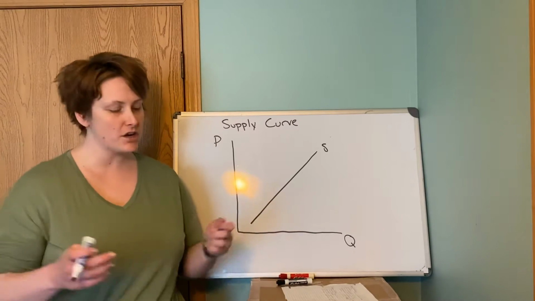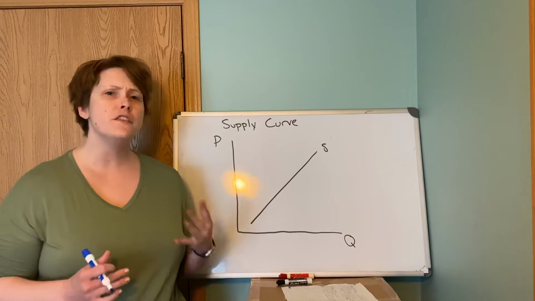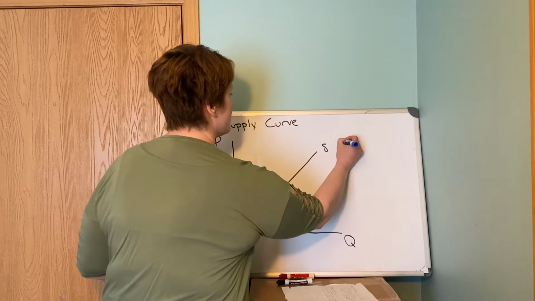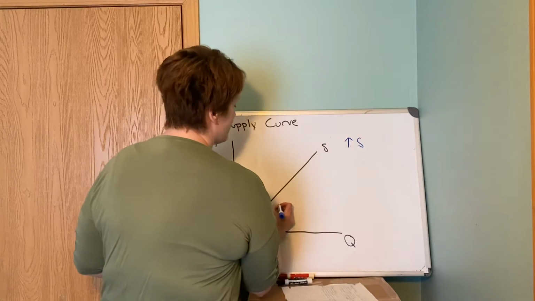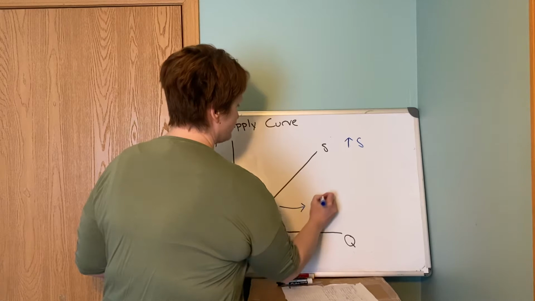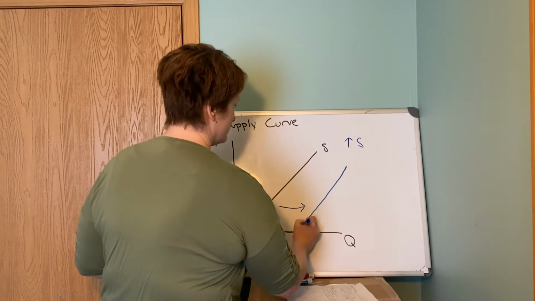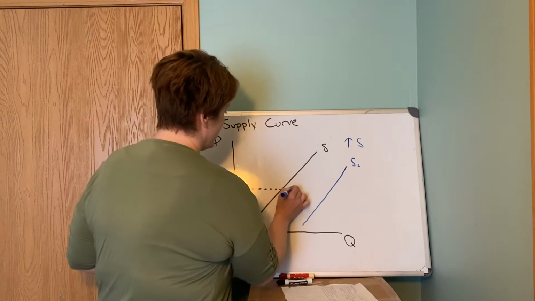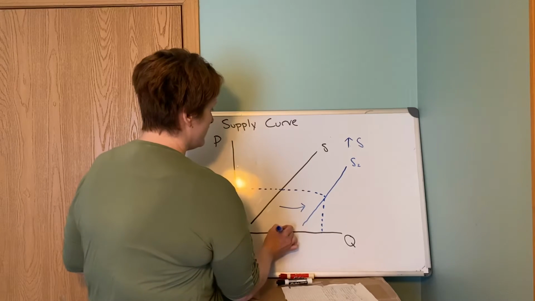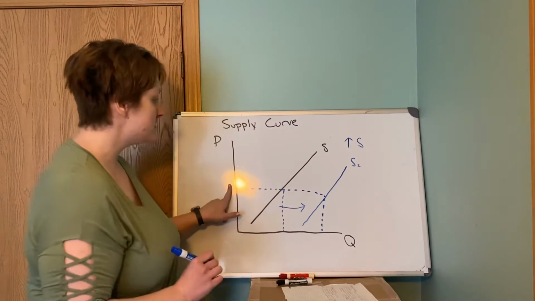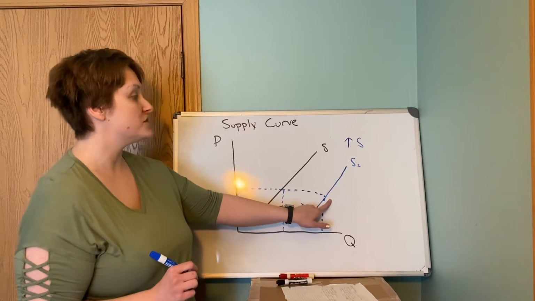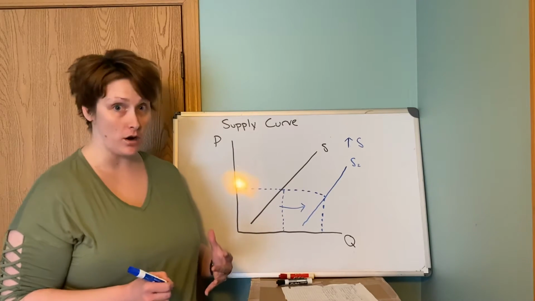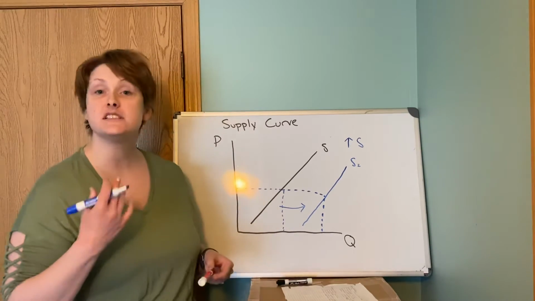So the mechanics of a supply curve shift are the same as a demand curve shift. When we have an increase in supply, we shift to the right. So this means that at the same price, we're willing to supply more, and at the same quantity, we're willing to accept a lower price. So this graph can move in a similar way.